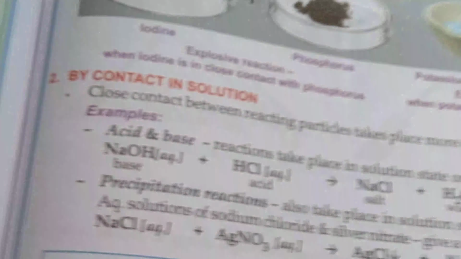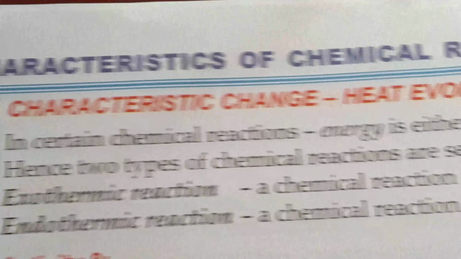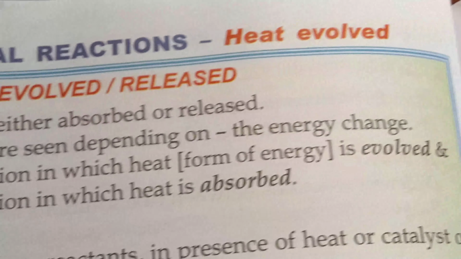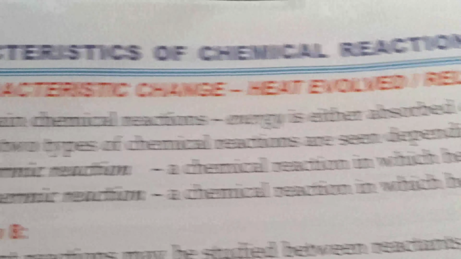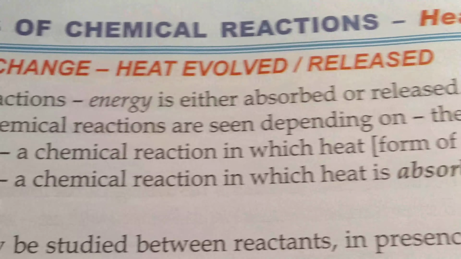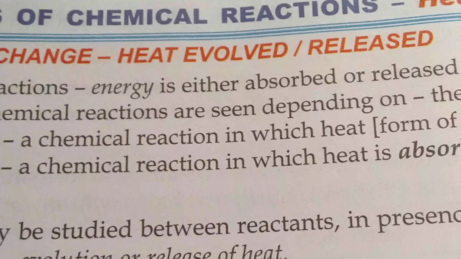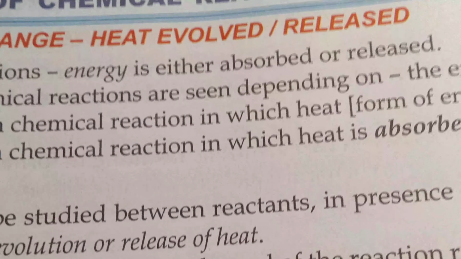Next, characteristics of chemical reaction: heat evolved. Characteristics change: either heat is evolved or released. That means in a chemical reaction, heat is required or heat is released through the chemical reaction.